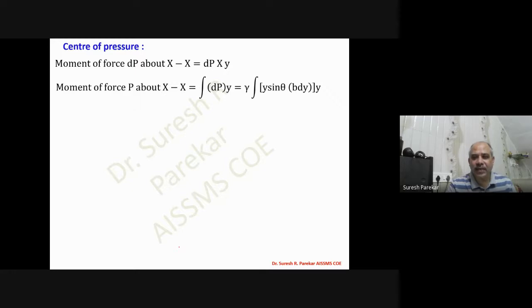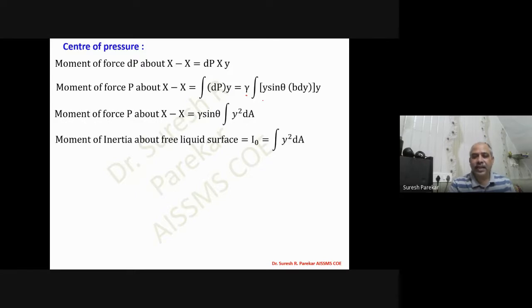Same way we have calculated. Only change is that the moment we have taken about xx, and then we have dp into y is equal to gamma. So we have substituted the value of dp, and we get gamma sine theta outside. Y square dA is again I naught, that is again about the x axis. Now P into yp is equal to gamma into sine theta I naught. Same way, only sine theta is involved in this. Now we have yp is equal to gamma sine theta I naught by P.